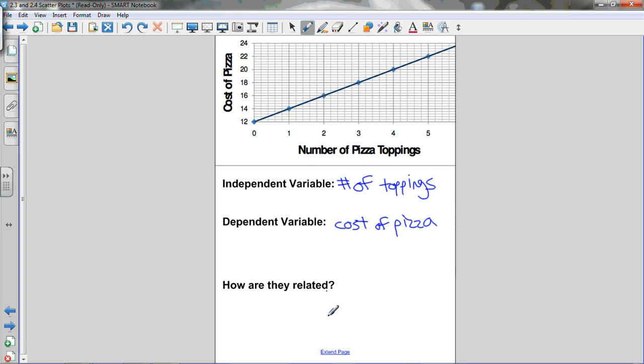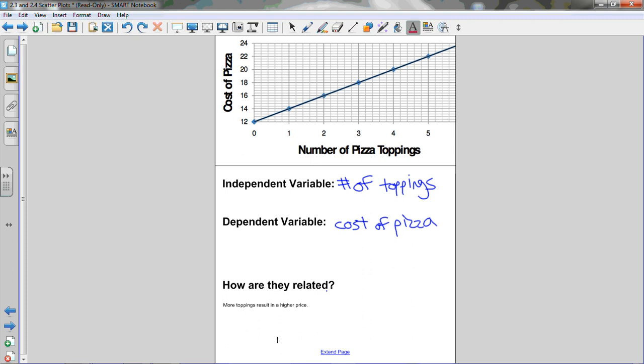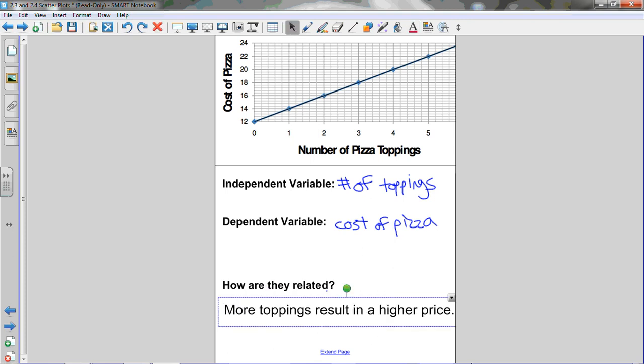So let's just jot this down quickly as well. You'll notice that from the graph here, the more toppings you put on, the higher the price. That's why the graph rises up to the right. So I'll type that here. More toppings result in a higher price. And there's lots of ways you could say that, okay? Let's make sure this is bigger so you can see it. More toppings result in a higher price.